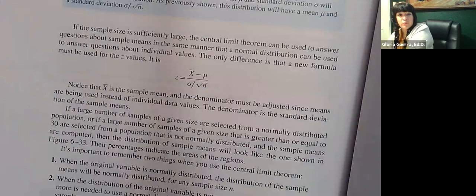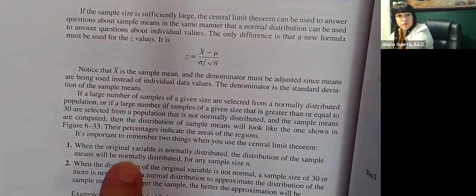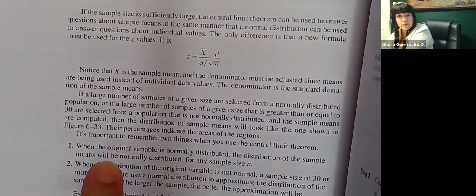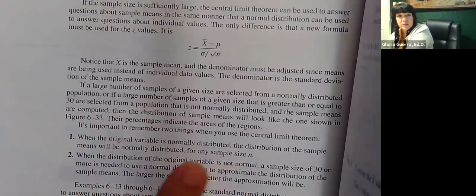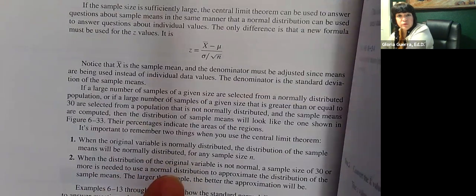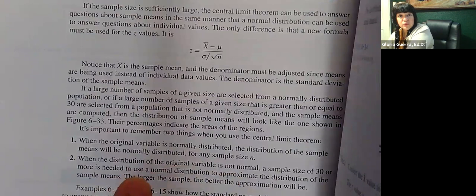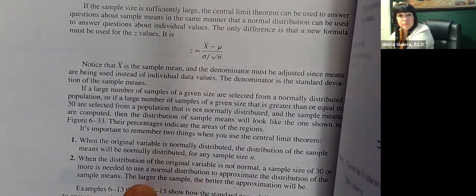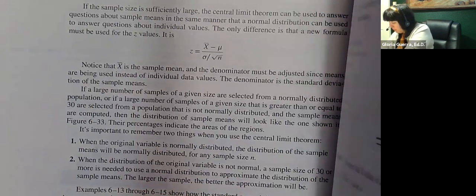It says it's important to remember two things when you use the central limit theorem. When the original variable is normally distributed, the distribution of the sample means will be normally distributed for any sample size n. And when the distribution of the original variable is not normal, a sample size of 30 or more is needed to use a normal distribution to approximate the distribution of the sample means.